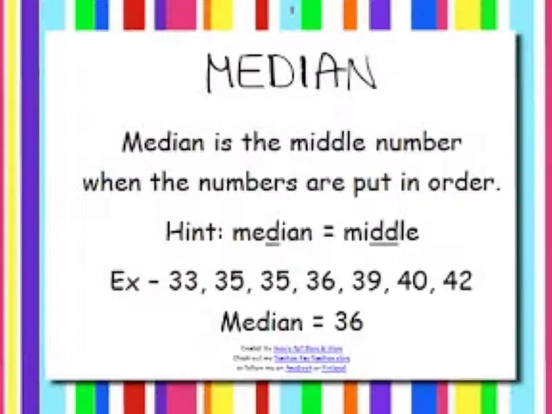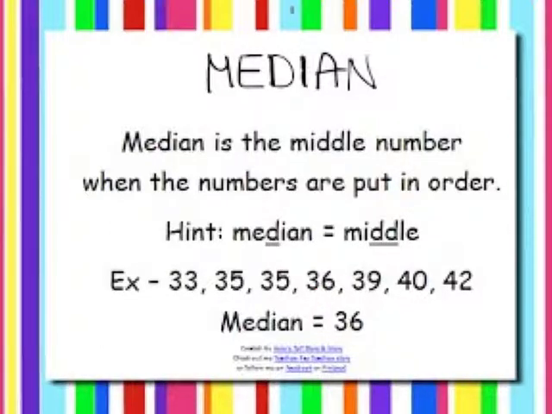We'll talk about median. Median is middle. The one in the median, the one in the middle. It's the middle number, and again, in this one you have to put the numbers in order from least to greatest. For example, 33, 35, 35, 36, 39, 40, 42. Well, let's see, how many numbers do we have here? 1, 2, 3, 4, 5, 6, 7. Well, 36 has got 3 numbers on the right and 3 numbers on the left. So it is the middle or median number.